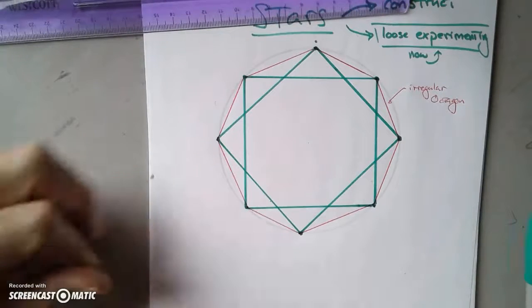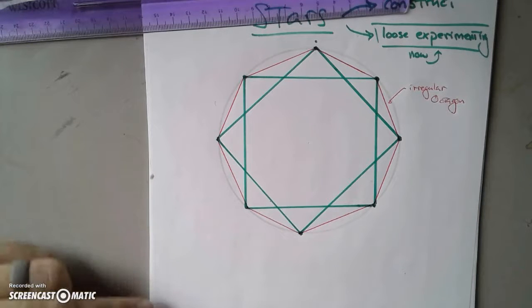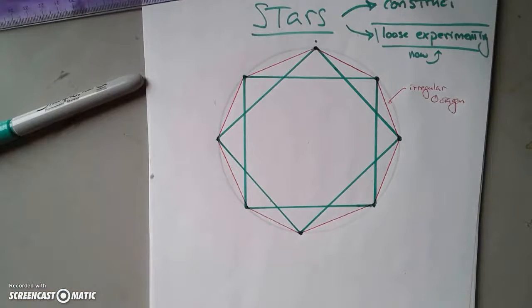And so this is an 8-pointed star. This is one possible 8-pointed star you can get. It's a pair of squares. There's another 8-pointed star you can get, though. This isn't the only one. Let's find another color here.